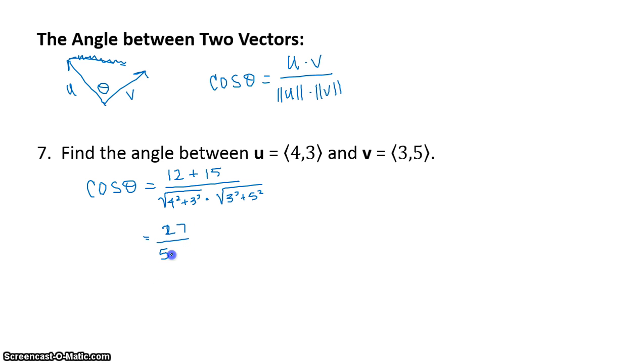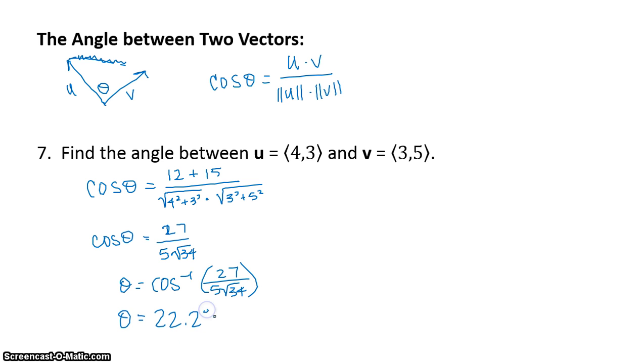So what's that? 5 and then radical 34. On top I had 27 when I added those. So cosine of theta equals that, which means theta equals cosine inverse of 27 over 5 radical 34. You don't have to worry about rationalizing it since you're still just using that number. It's not a final answer. When I do cosine inverse of that, I get 22.2 degrees. And that would be the angle between the two vectors. Again, you could still do finding the missing side and then treat it like a triangle with law of cosines. This is just a little faster.